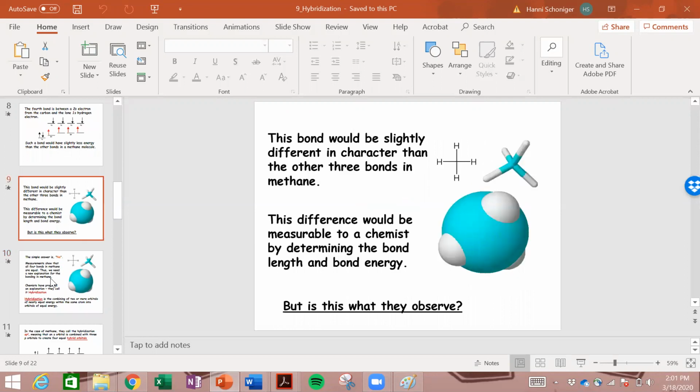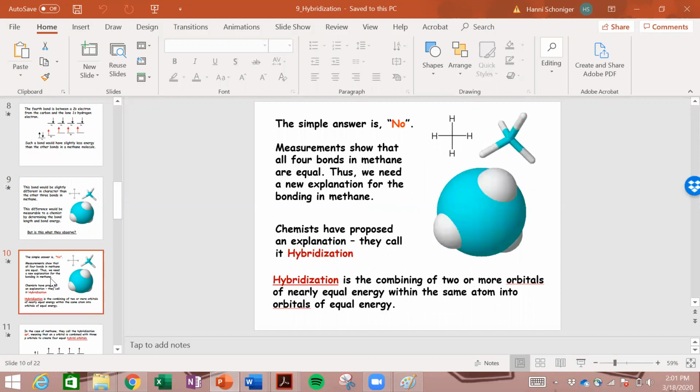If I go through this slide, it says this bond would be slightly different in character than the 3 bonds in methane. The difference would be measurable to a chemist by determining the bond length and the bond energy. But when we look at methane, you can't determine any difference. Measurements show that all 4 bonds in methane are exactly equal. Thus, we need a new explanation for how the bonding works in methane, and that is hybridization.